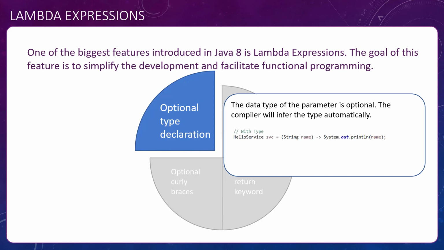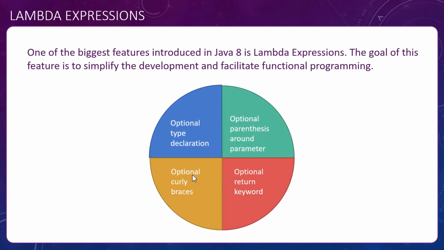So here is declaring it with a type. HelloService and then the String name, and then the arrow and then System.out.println(name). Without a type, we can actually skip typing the type. So here we don't have the String anymore. Pretty easy, right?